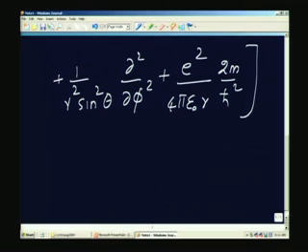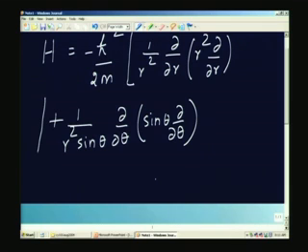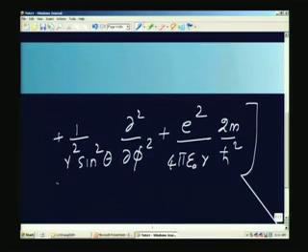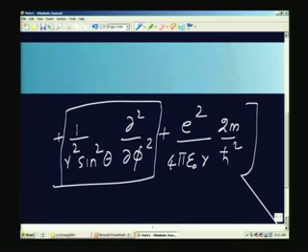This is the Hamiltonian, and if you look at it, the angular parts are the ones that I drew with a box: 1 by r square sin theta dou by dou theta of sin theta dou by dou theta, and 1 by r square sin square theta dou square by dou phi square. These are the terms which are solved by separating the Schrodinger equation into the radial part and the angular part.